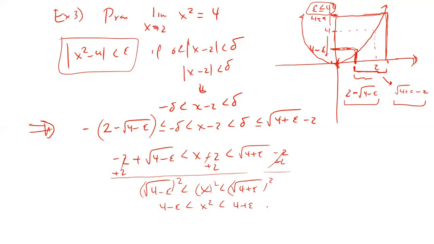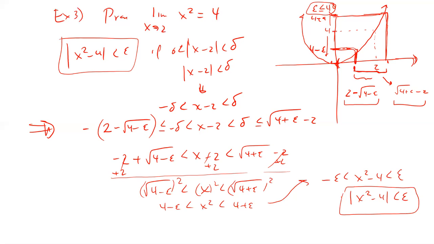And can I subtract 4 from everywhere? Yep, sorry, I'm running out of space here. I'm going to subtract 4 from everywhere. That gets me to something like this. And now, this is the definition of absolute value. So the absolute value of x squared minus 4 is less than epsilon.